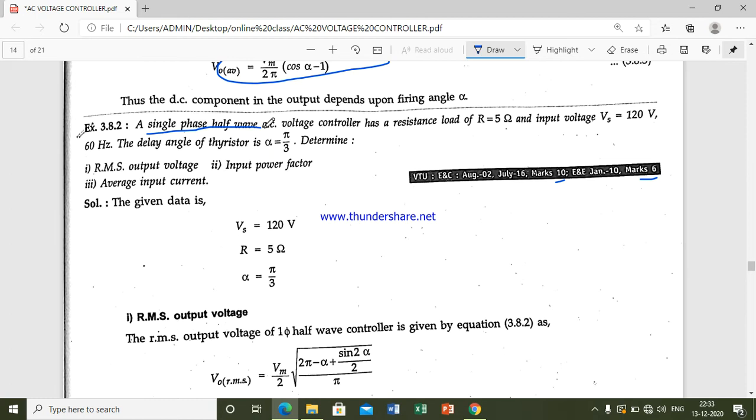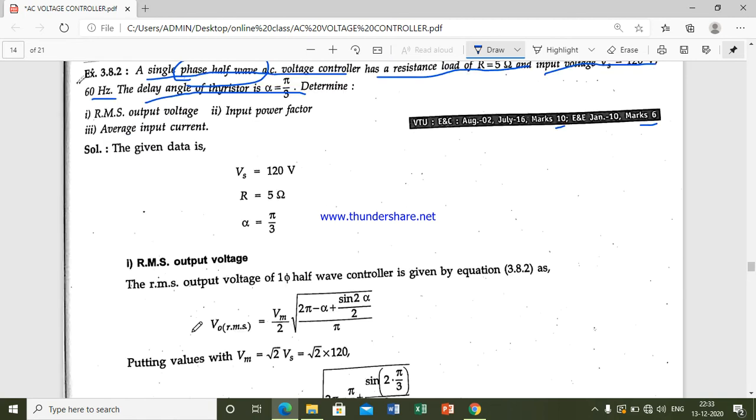A single phase half bridge AC voltage controller, this name itself explains which circuit you are using. The single phase has a resistance load of R equal to 5 ohm and input voltage Vs equal to 120 volt, 60 hertz, and the delay angle of the thyristor is alpha equal to pi by 3. Determine, first one is what? RMS output voltage. Already we have derived the expression to calculate RMS output voltage. What is that formula? V naught RMS equal to Vm by 2 root of pi minus alpha plus sin 2 alpha divided by 2, whole divided by pi.